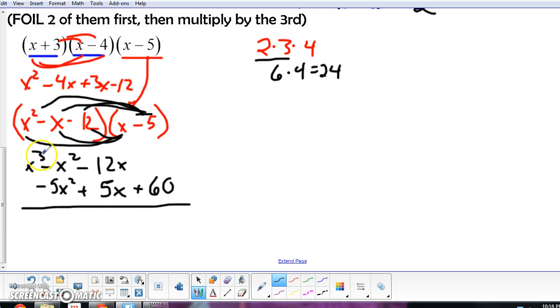Go ahead and combine some like terms vertically. x cubed minus 6x squared minus 7x plus 60. And there we go. We have multiplied 3 binomial factors together. And that'll do for this video.